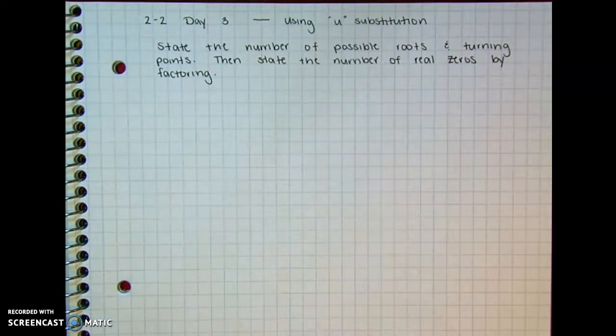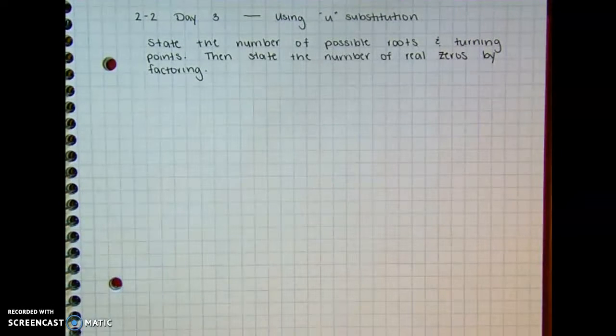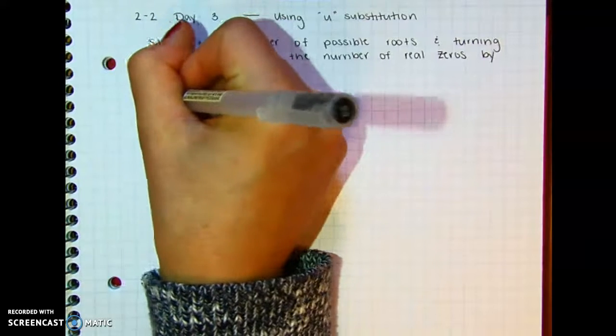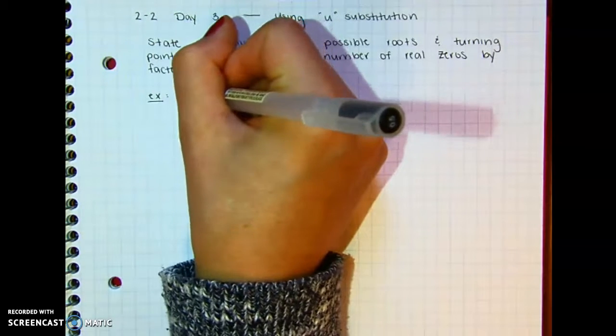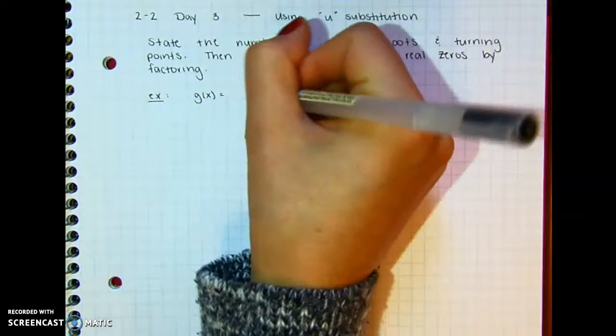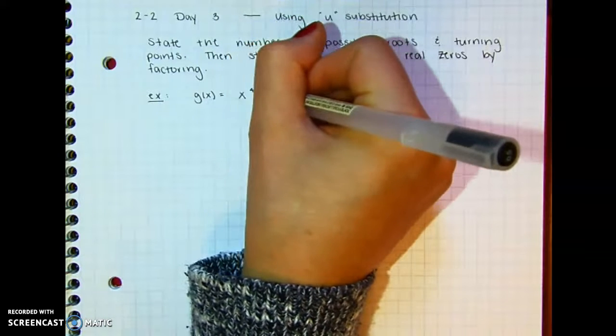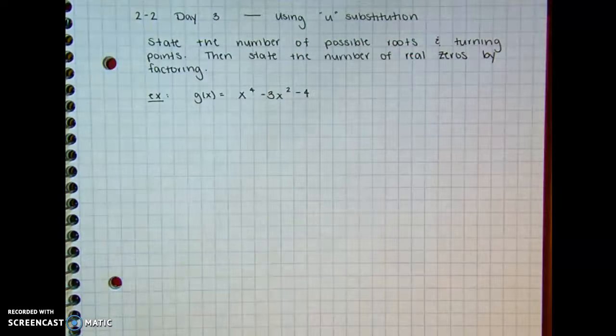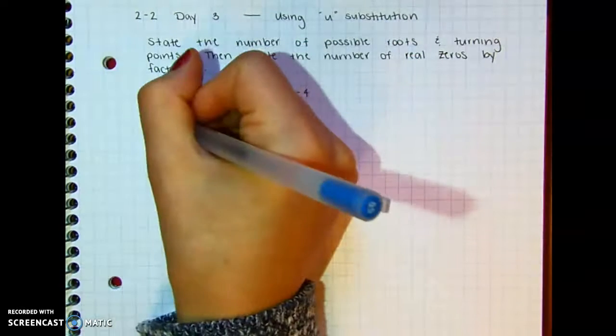So the possible real zeros, we learned this a couple days ago in the video lesson. The possible real zeros depend on the degree of the polynomial, so we do need a polynomial. I'll do g of x equals x to the fourth minus 3x squared minus 4. Okay, so possible real zeros.